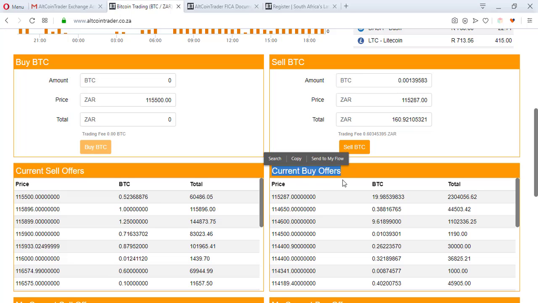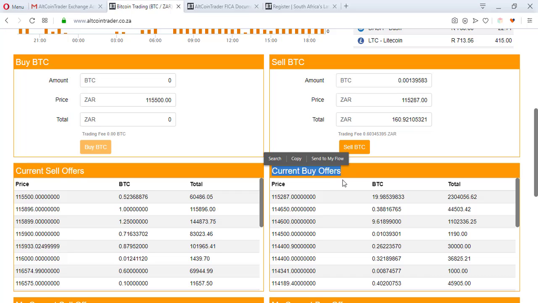This side is where the buy offers are. Okay, so the buy offers are the people who want to buy Bitcoin, right? So whoever wants to buy Bitcoin with a larger amount is the one who gets put on top. So if I can put right now an order saying that I want to buy Bitcoin with a larger amount than this one, which is 115,287, my order will get put on top, right?